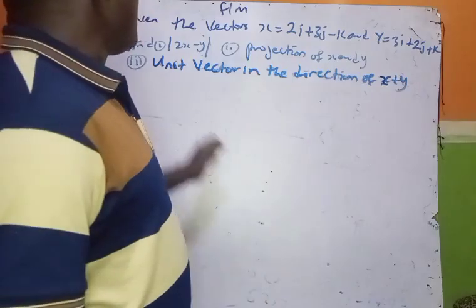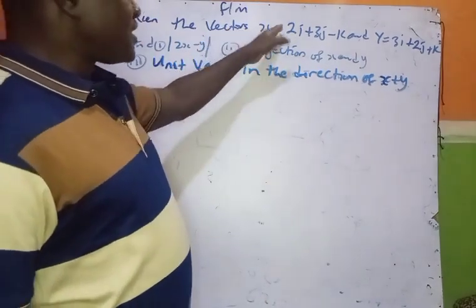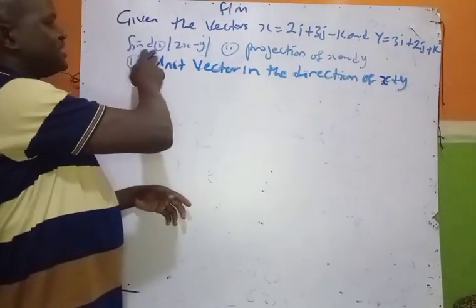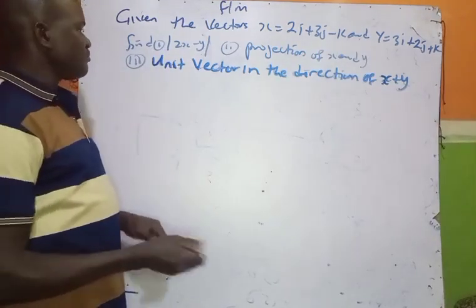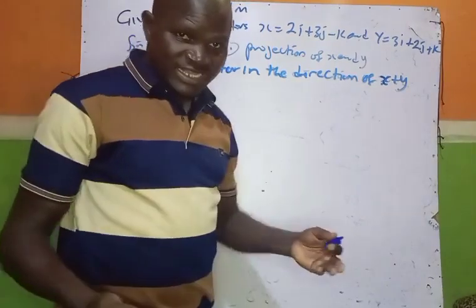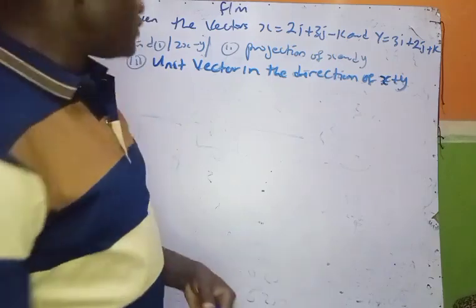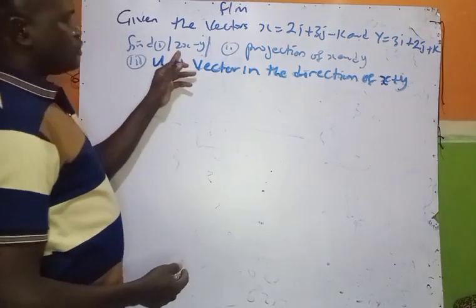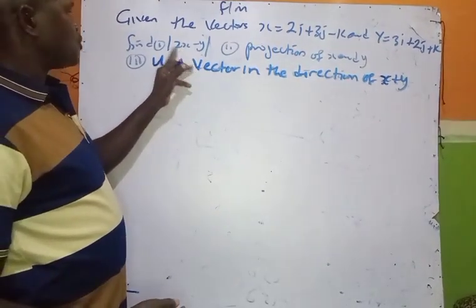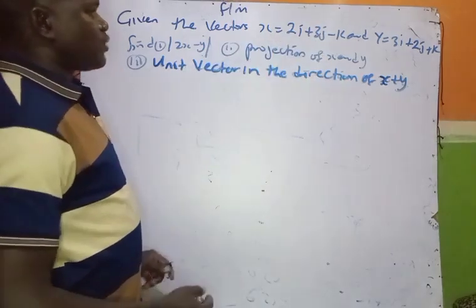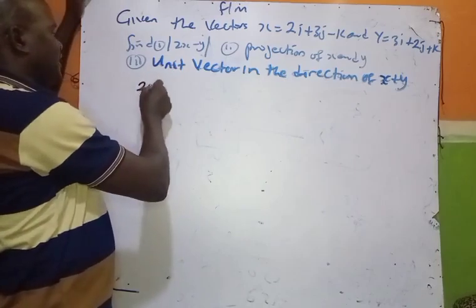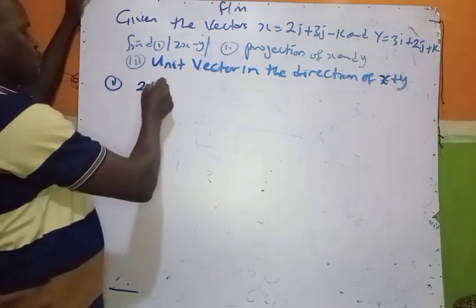Welcome. Given the vectors x and y, you have to find this. When you have something like this stroke, you know they are asking you to find the magnitude. So here you are going to carry out this scalar multiplication first. So you have 2x minus y.